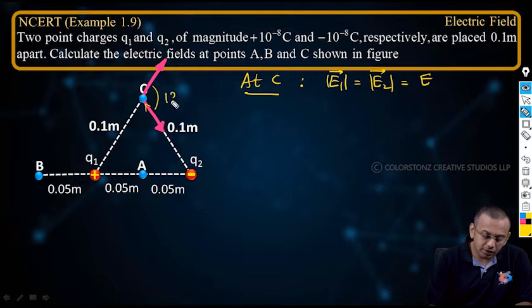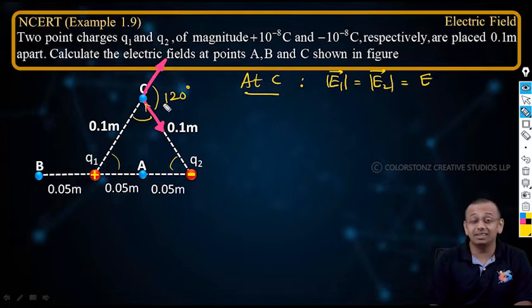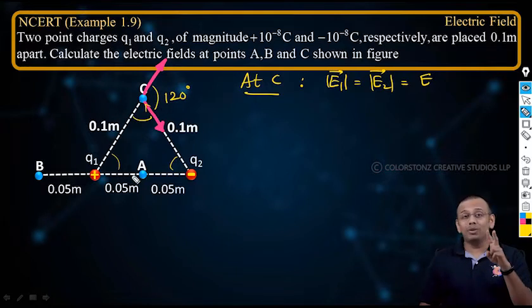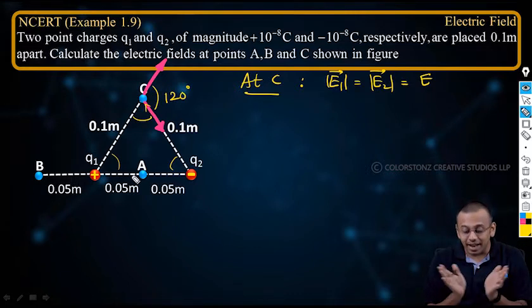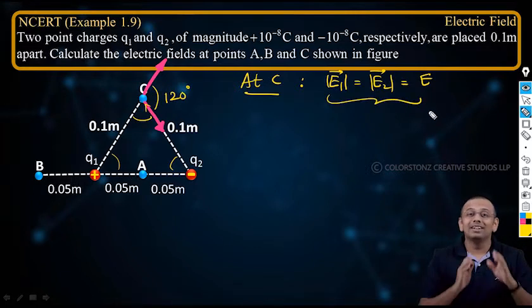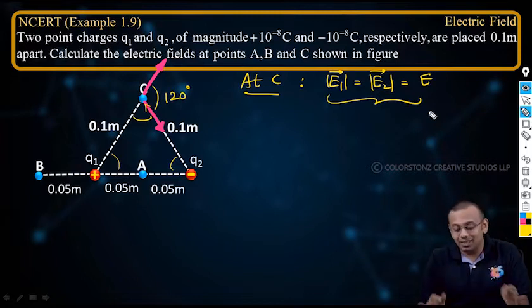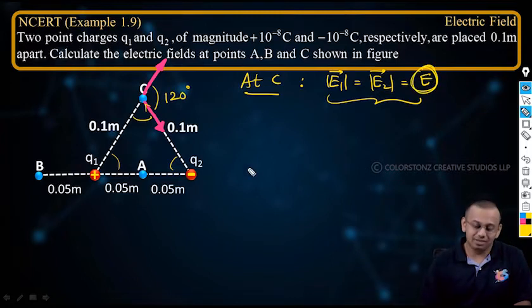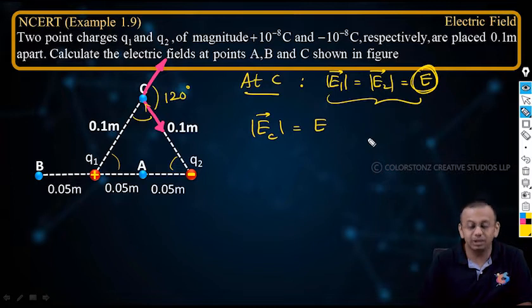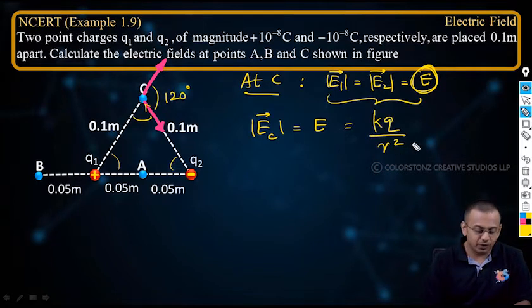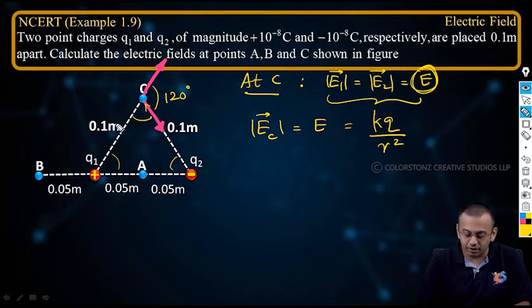This angle is 120 degrees. See, this is an equilateral triangle. So 60, 60, 60, this is 120 degrees. Two vectors, when they are at an angle of 120 degrees and their magnitudes are equal, the resultant equals this magnitude itself. And therefore, I can say that the magnitude of electric field at point C is equal to E itself, which is KQ by R square, where R is the side of the equilateral triangle.